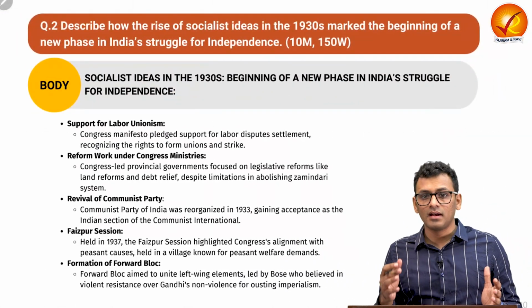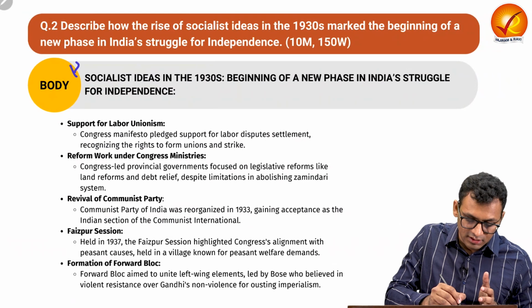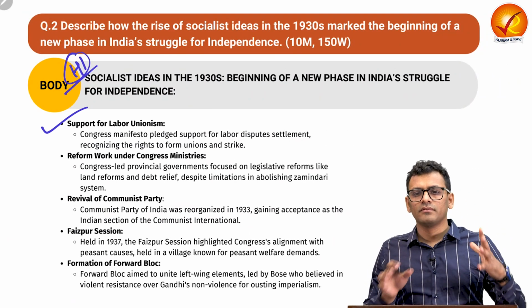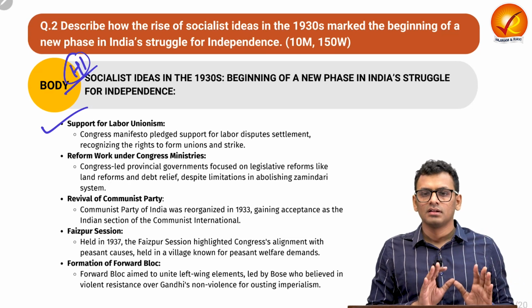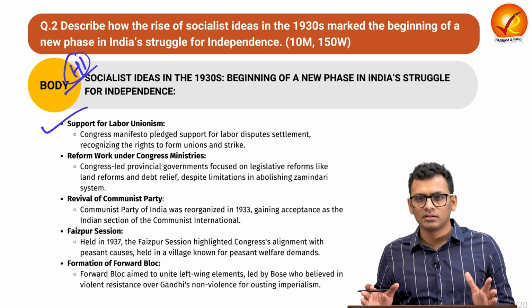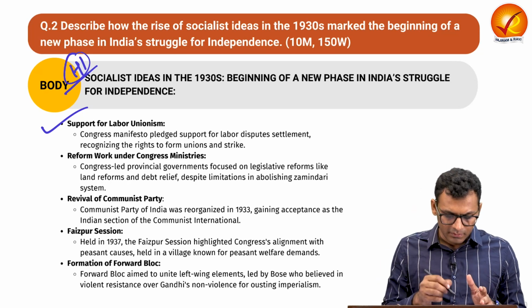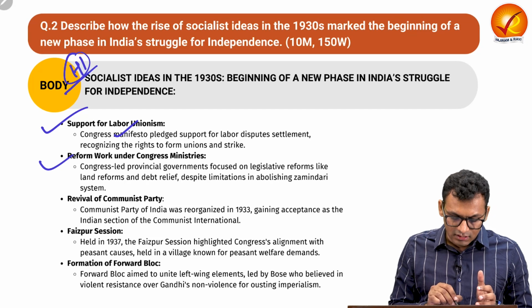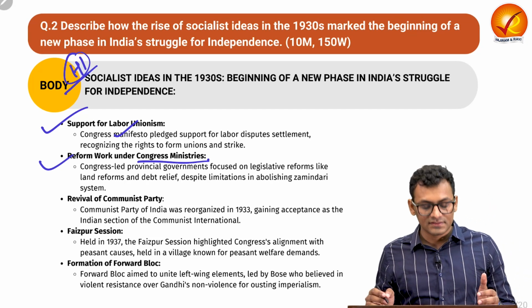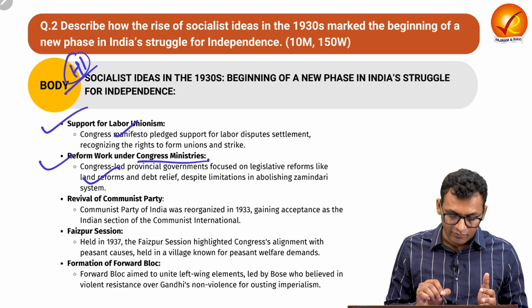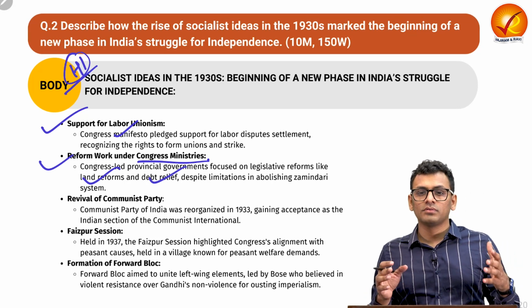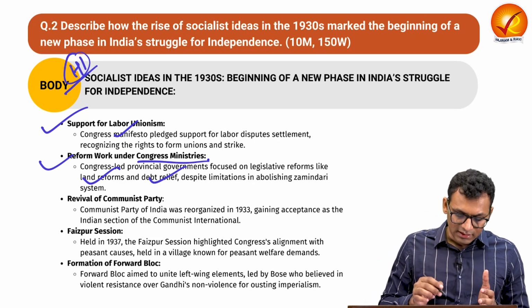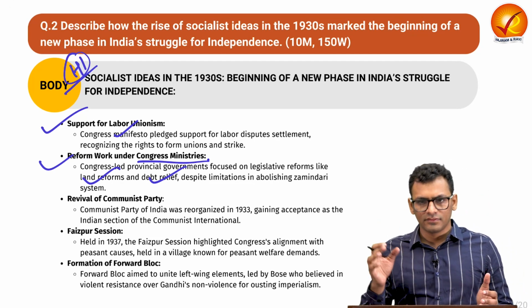Again, as we have to expand, this is a continuation of heading 1 only. So the next point is with respect to the support for labor unionism. We have seen how the rise of socialism also impacted different aspects of mass mobilization, and one part was support for the labor, the trade unions. Then we have seen reform work under the Congress ministry. We have seen how reforms such as land reforms and debt relief were provided to ensure that masses are not limited to only certain classes.